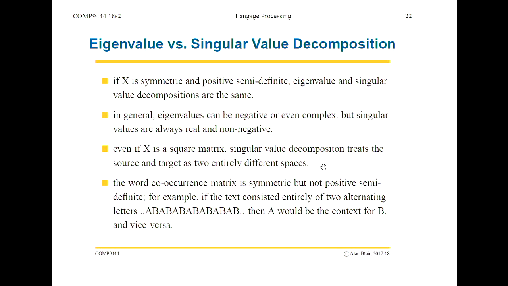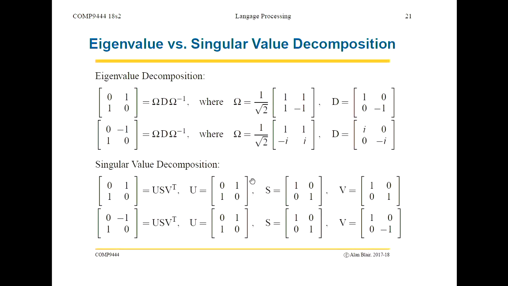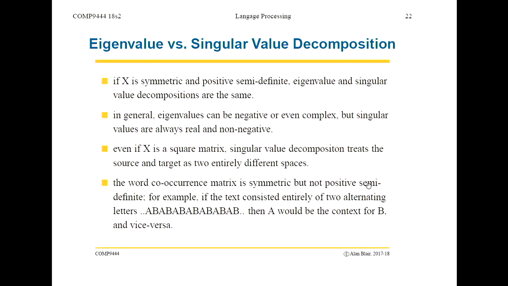So U and V: U imposes a coordinate system on the source space, and V imposes a coordinate system on the target space, and they're totally different coordinate systems, even if the source and target space were originally the same.